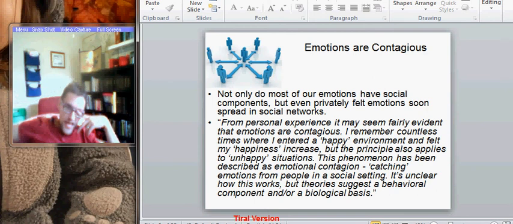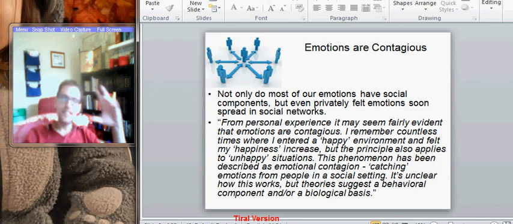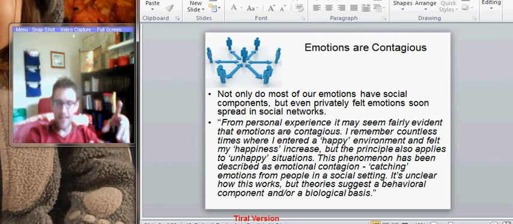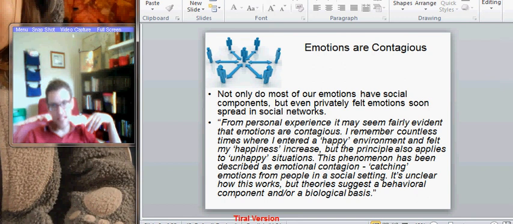Not only are our emotions social, but emotions spread in social networks. This is very cool. From personal experience, it may seem fairly evident that emotions are contagious. I remember countless times where I entered a happy environment and felt my happiness increase. There was an interesting study that showed that if one person is sad, then at one degree of separation the sadness is measurable. Two, three, it got out to like four degrees of separation, and you could still measure the effects of one person back, and it was amazing how much they spread like this.